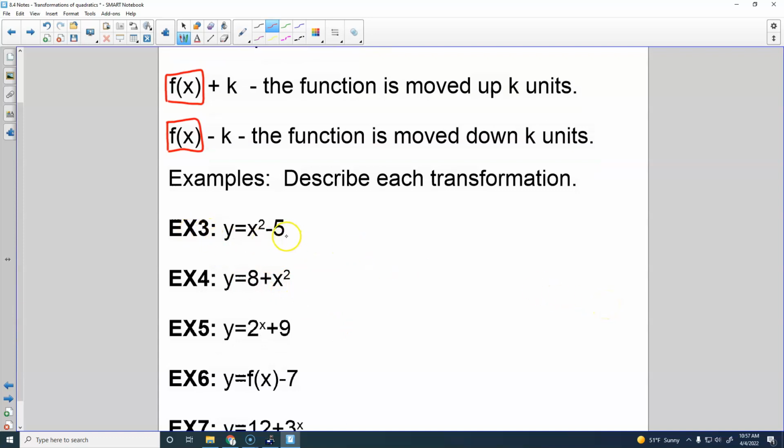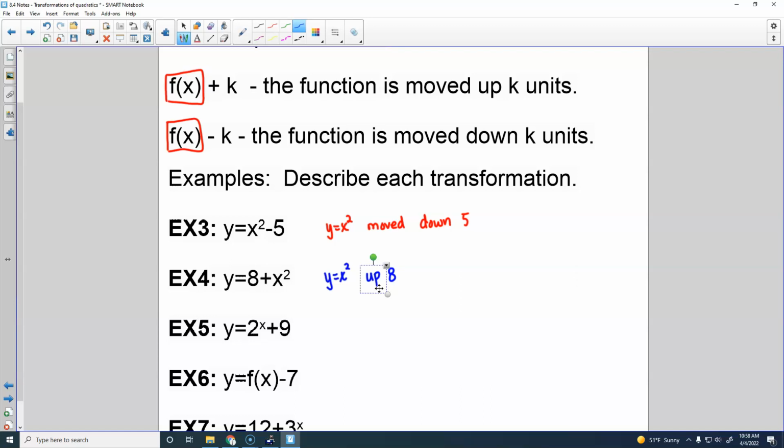So if I have example 3, that would be y equals x squared moved down 5. Okay. For example 4, I would still be dealing with y equals x squared. That's my graph. What's going to happen to it? It's going to be up 8. Okay, and it's okay that that 8 is out front because we could just switch the order, right? It's just addition, so we can switch that order.